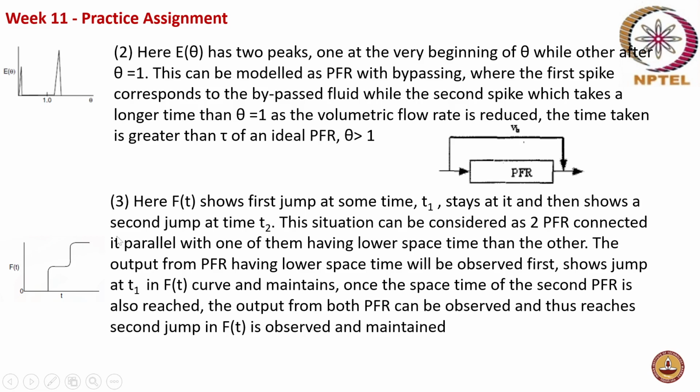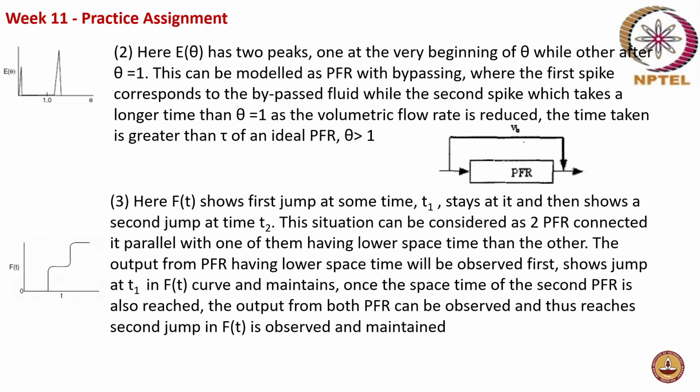So how can we model this? As I said, here the F of t shows a first jump at some time t1, stays at it, and then shows a second jump at time t2. So this situation can be considered as two PFRs connected in parallel, with one of them having a lower space time than that of the other. The output from the PFR having the lower space time comes out fast, since the fluid entering that PFR will come out faster.